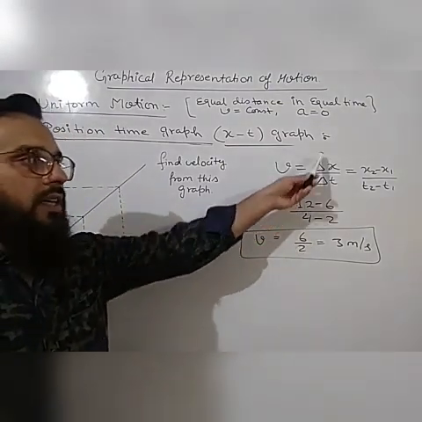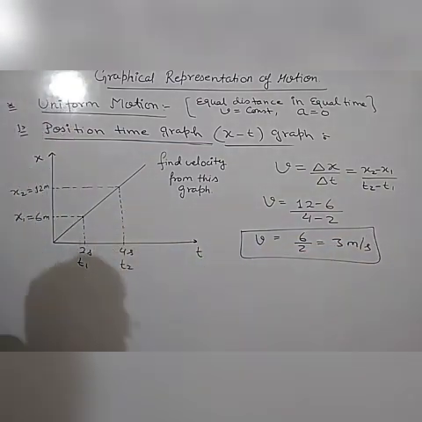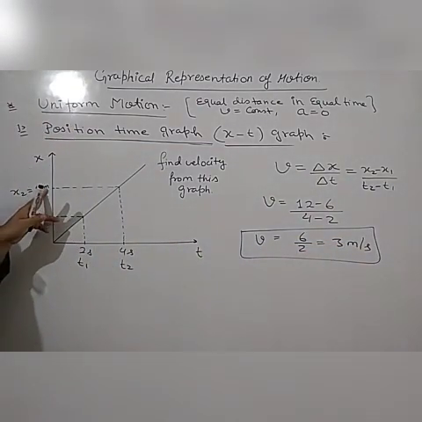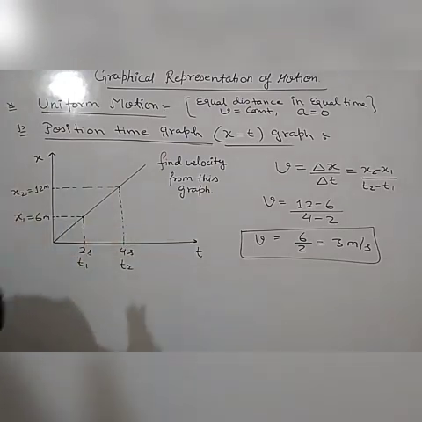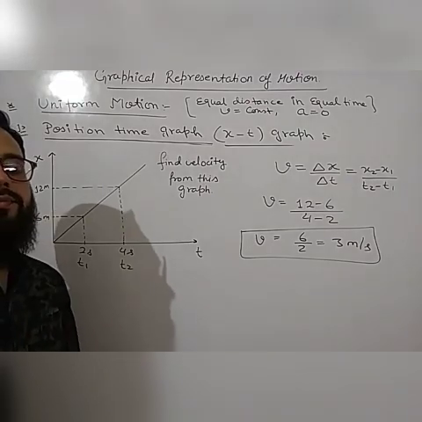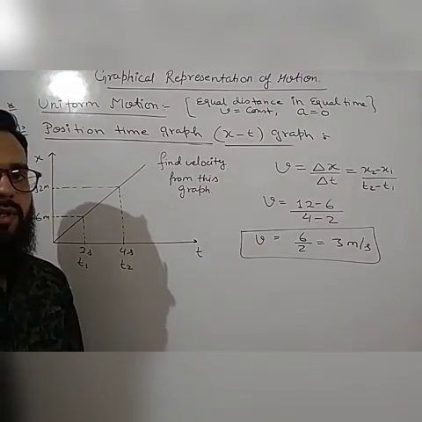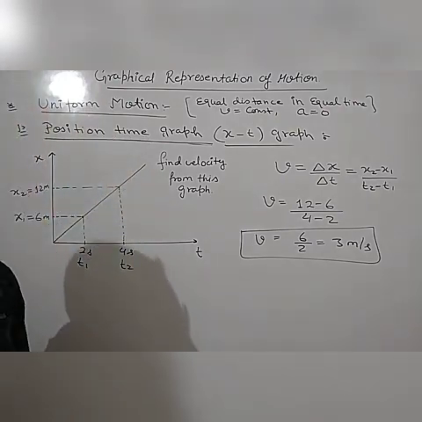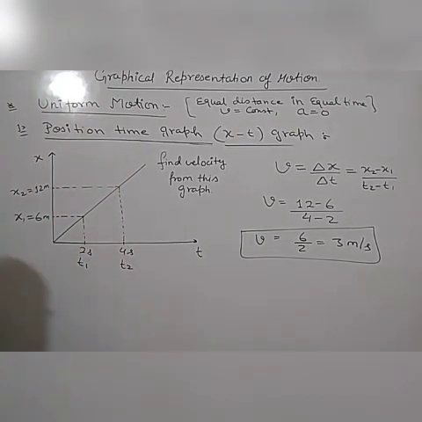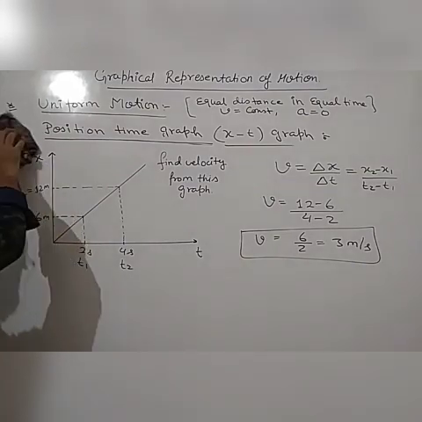Mathematically, it is obtained by v is equal to delta x upon delta t, where delta x will be 12 minus 6 and delta t will be 4 minus 2. So the value of velocity will be 6 upon 2, that will be 3 meter per second. Okay, so it was all about the position time graph of uniform motion. Now I am coming to the second graph.